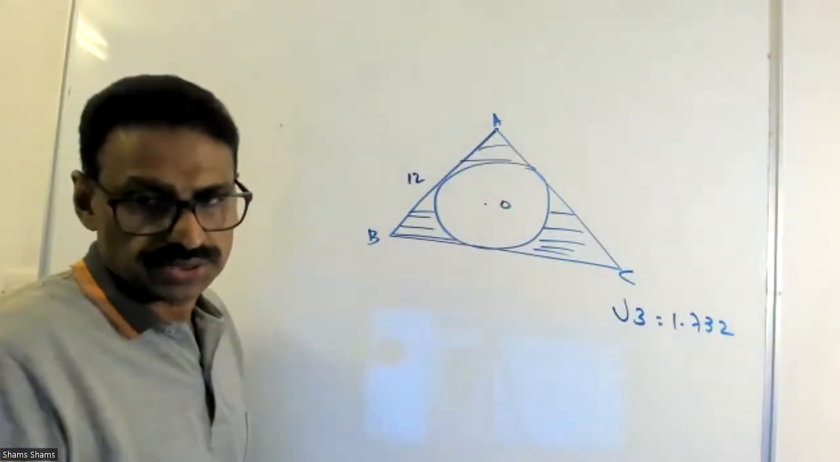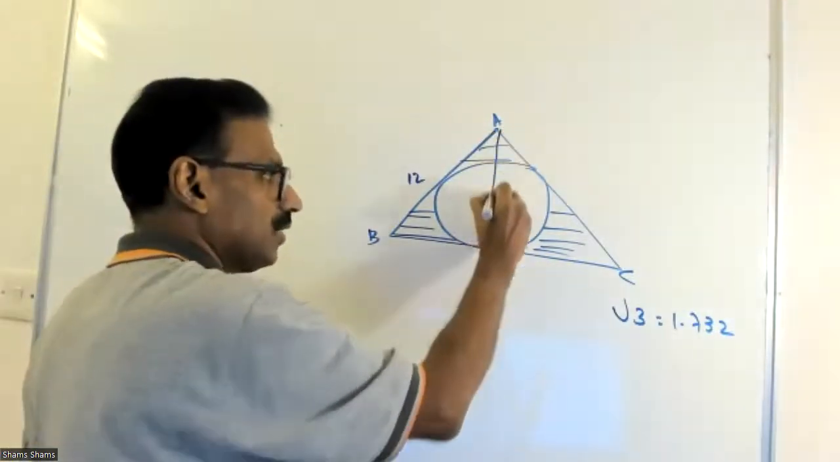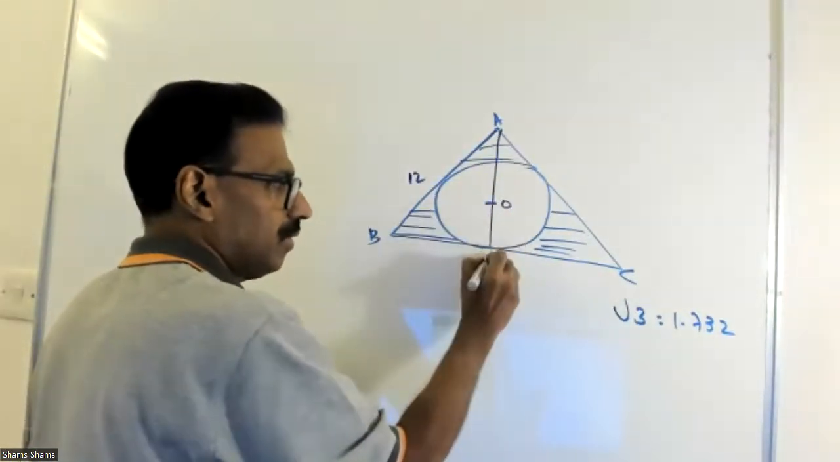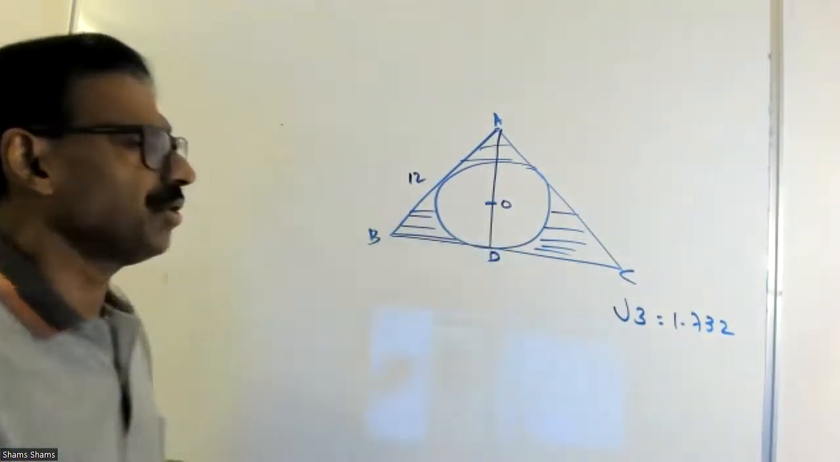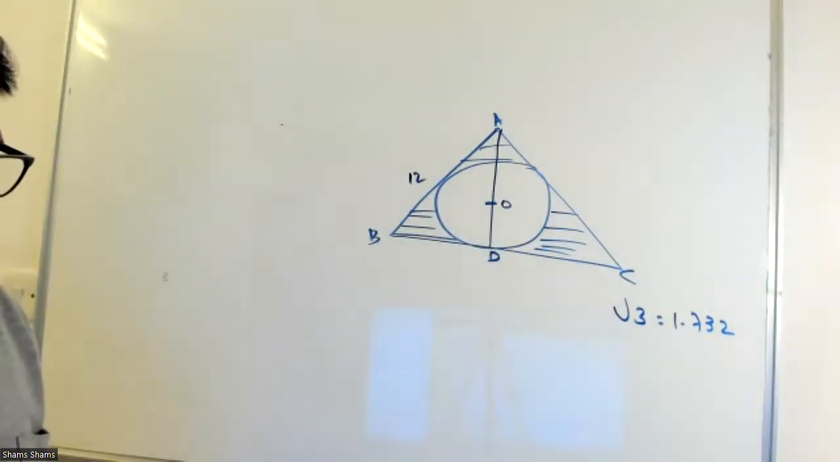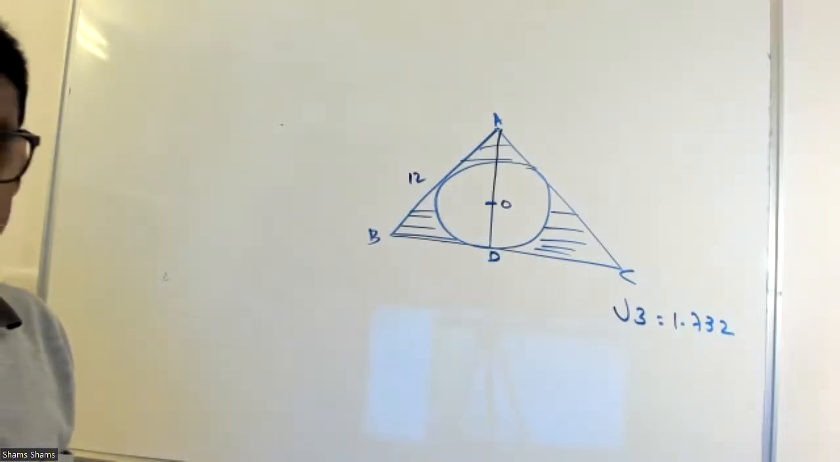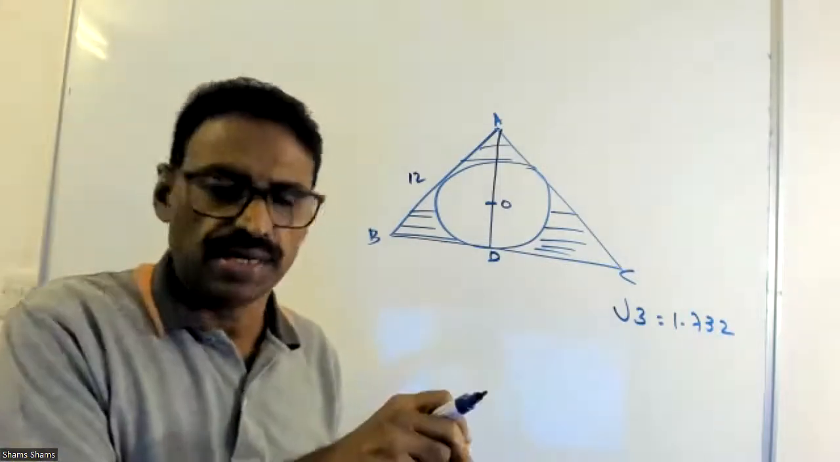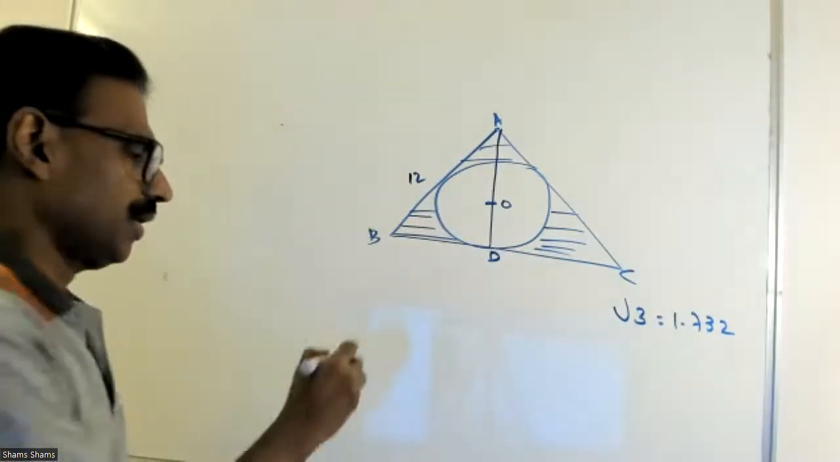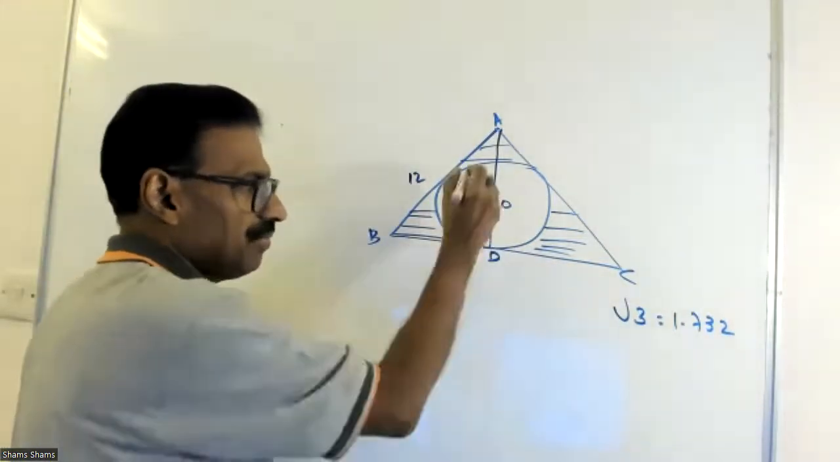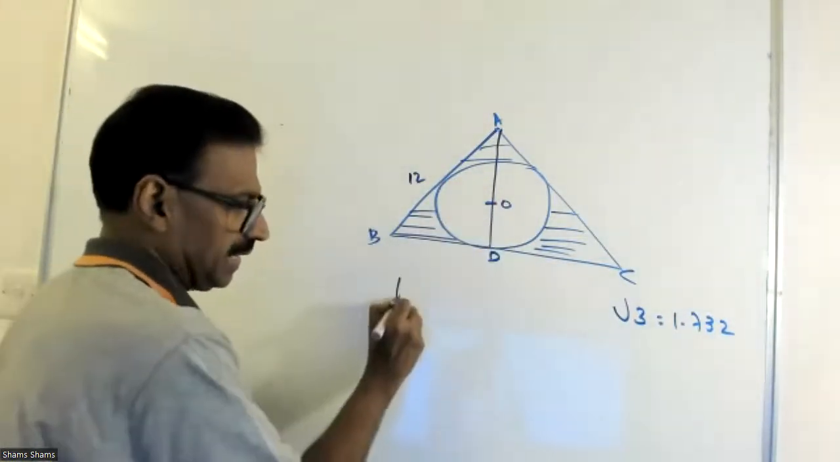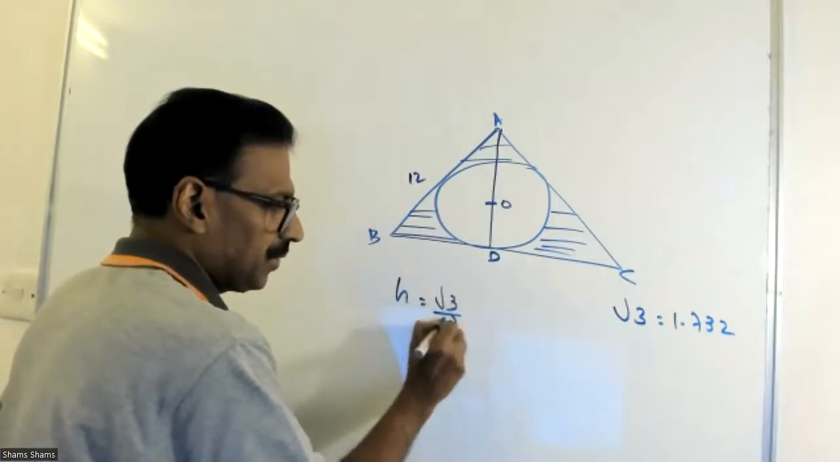So I join. This question I'll explain to you. Next question, you have to do it. We join, draw perpendicular. Which one do you want, OA or OD? Sir, OA. Sir, OD. Sir, OD is the radius. Okay. Look at the figure. OD is the radius. You can write. But before that, you have to find H.